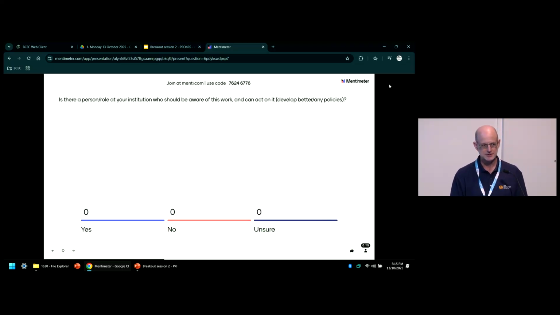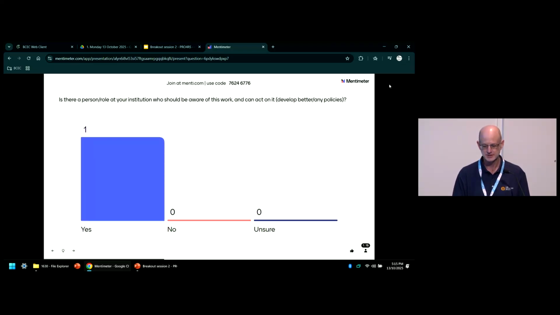So the next question then is: is there a person or a role at your institution who should be aware of this work, the PRO4RS work, and can act on it in order to help develop better or any policies? Okay, and again, this is, I think, fairly promising, right? Because now we know what gaps there are, we know where the policy is, we know who can act on the policy.